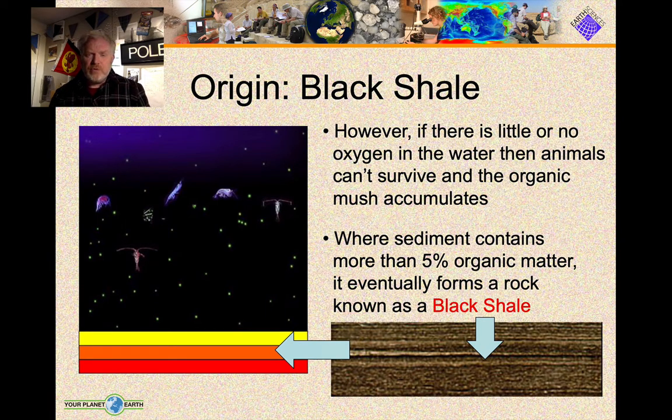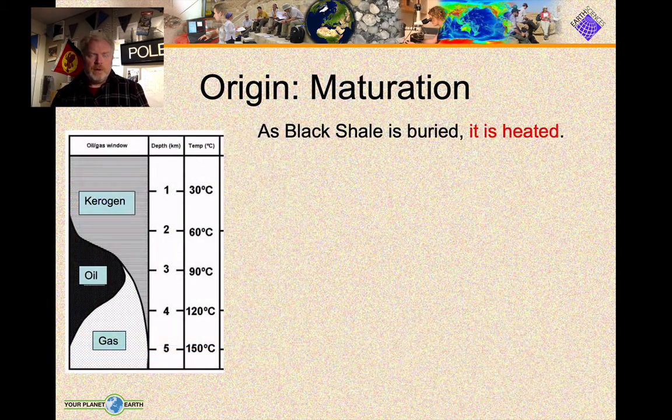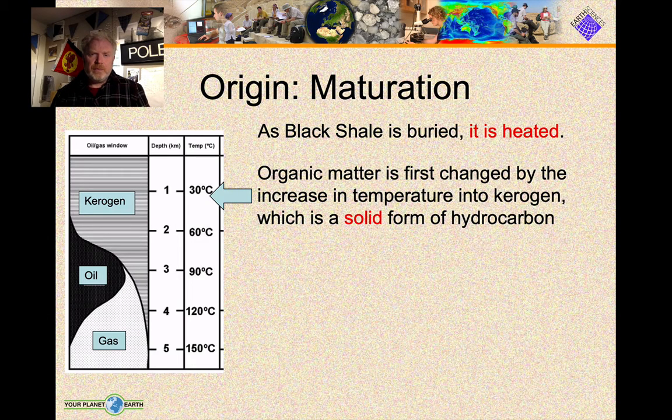Over time, as it becomes a rock, with deposition of sediment on top, a bit of pressure, that turns into a rock we call a black shale. Black because of its high carbon content. With burial, the rock comes under pressure and some temperature. That starts to change this organic material. We see, first of all, the formation of a solid hydrocarbon, a waxy-like substance called kerogen.